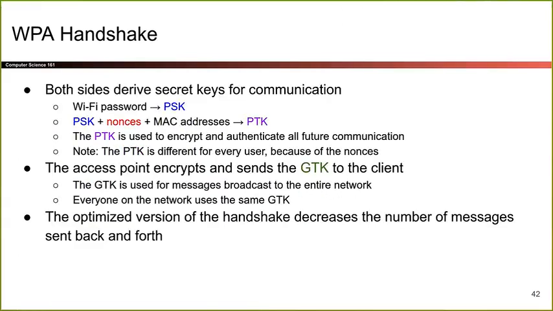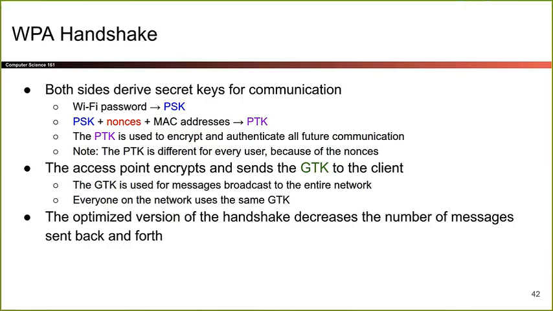What you're about to see is the optimized version. This is the exact same logic as here. Again, I use the password to get blue. I use blue and red, which is the nonces, to get purple. I encrypt messages with purple, and I use the green to broadcast messages. On the next slide, all we're doing is just decreasing the number of messages going back and forth for efficiency. So this is the exact same thing.